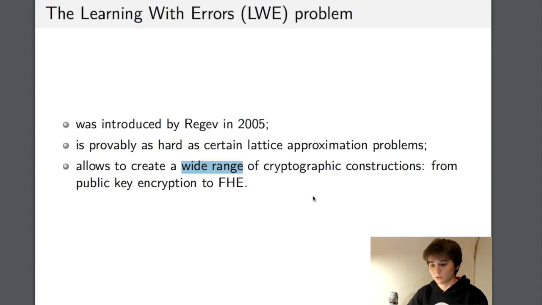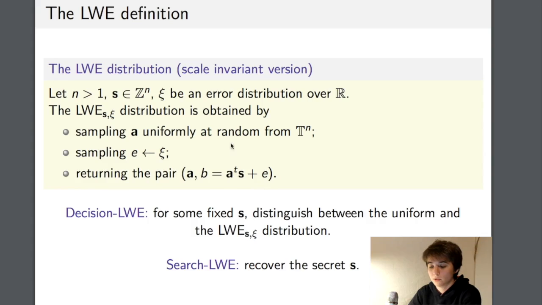Now, together with short integer solution, learning with errors is one of the central problems in lattice-based cryptography. One of the important applications of learning with errors is fully homomorphic encryption schemes. The fastest existing fully homomorphic encryption schemes are based on the hardness of learning with errors and its ring versions. Now let's move to the definition of the problem itself.